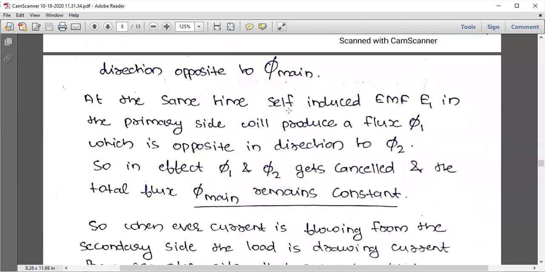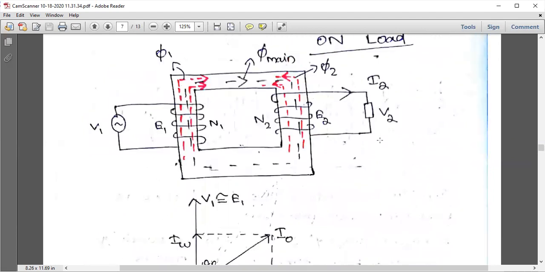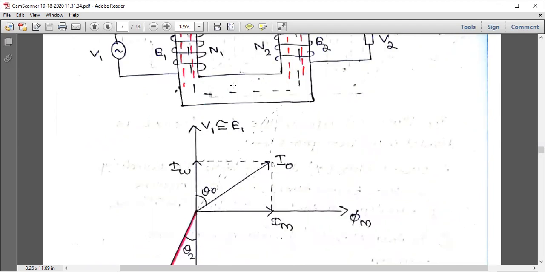Listen carefully. At the same time, self-induced EMF E1 in the primary side will produce a flux phi 1, which is in opposite direction to phi 2. So we already know that there will be a self-induced EMF in the primary also. This is a mutually induced EMF in the secondary. A self-induced EMF will be there in the primary, and that results in a flux phi 1, which is in opposite direction to phi 2. So phi 1 and phi 2 will eventually cancel out each other, and the flux in the transformer remains constant.